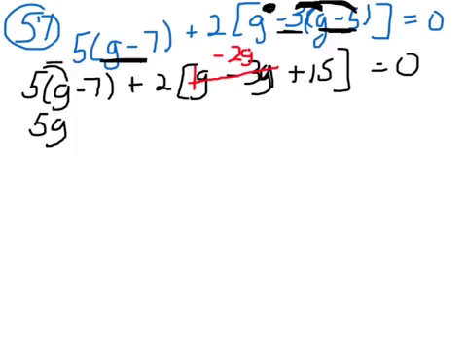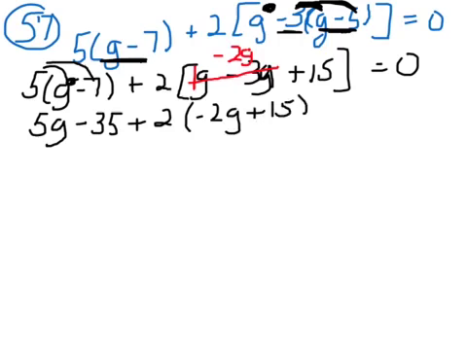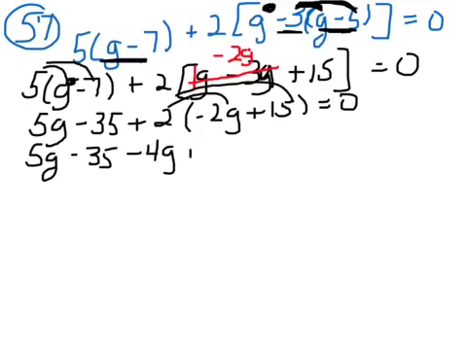5 times g is 5g. I'm thinking of this as g plus -7, so I'm thinking 5 times -7 is -35, or plus -35 would be the same thing as subtracting 35. Now here's what I've got. I've got 2 times -2g plus 15, so that also needs some simplifying. We need to distribute or multiply there. 5g minus 35. Positive 2 times a -2g would be a -4g. Positive 2 times positive 15 would be 30. That's equal to 0.